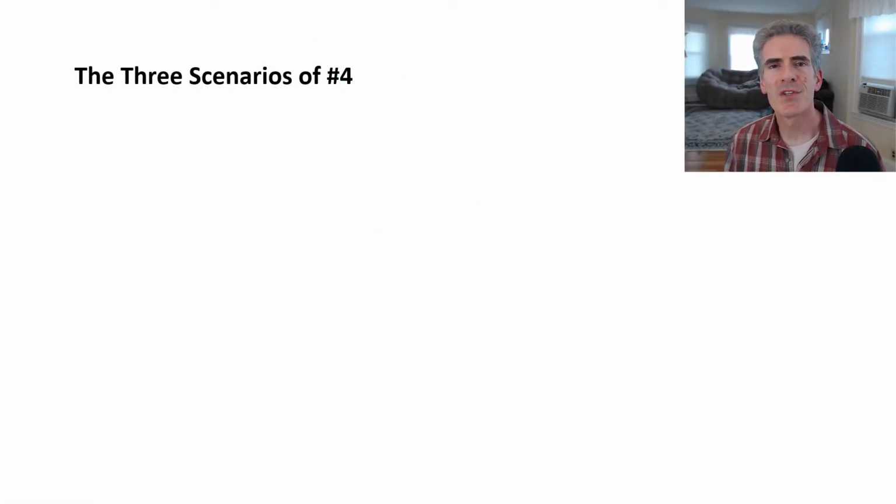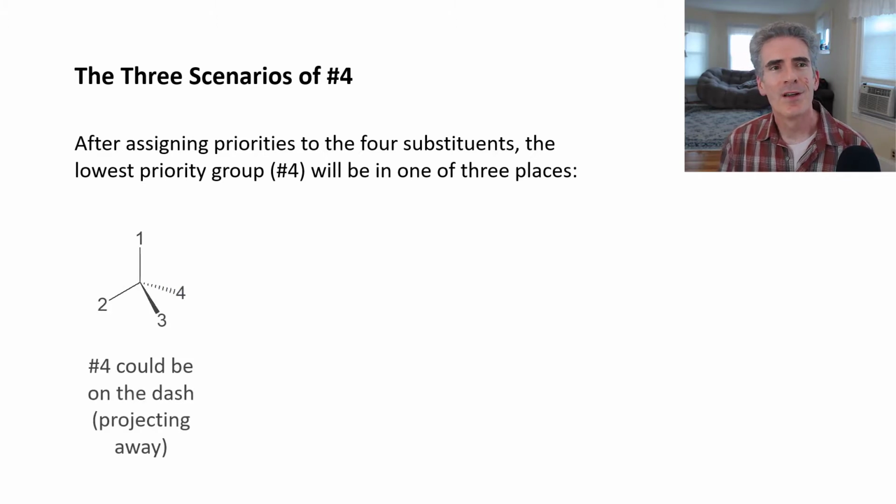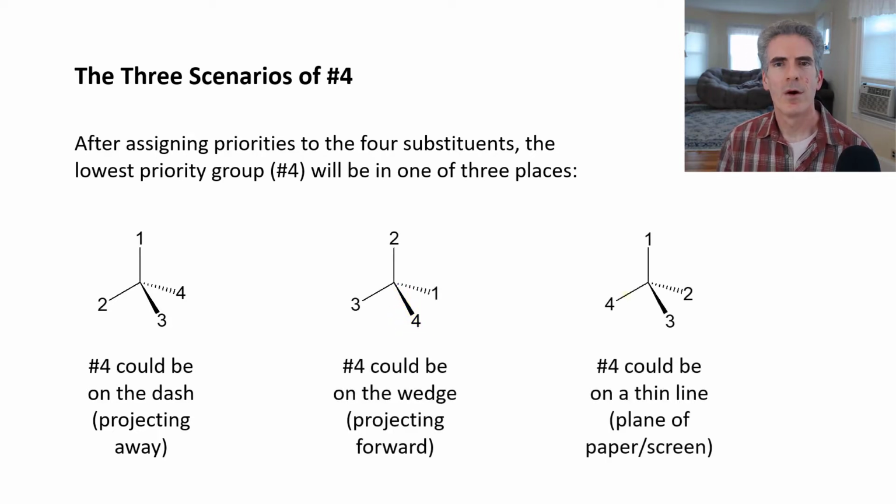Okay, we just talked about the CIP rules and how it relies on number 4 being in the back. But after you assign your 1, 2, 3, and 4, number 4 could end up in one of 3 places. So we have to know what to do in each of those situations. Here's number 4 ending up on the dash. That's what we just talked about. But number 4 could end up on the wedge like this. Or number 4 could end up on one of the thin lines, which means it's on the plane of the paper or the plane of the screen. We have to be able to handle every one of these situations.